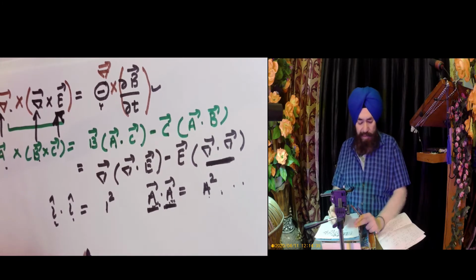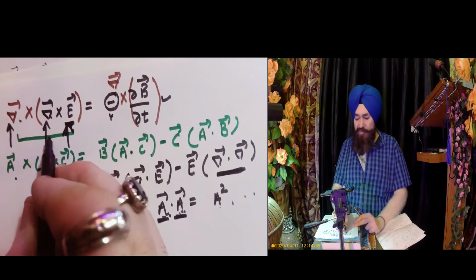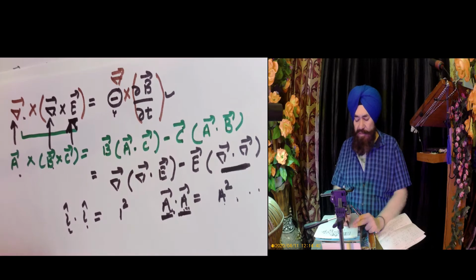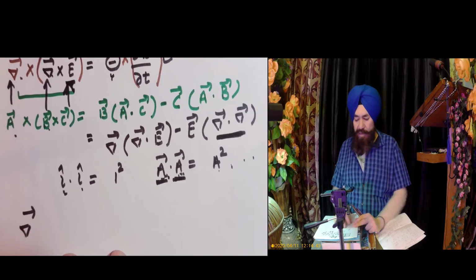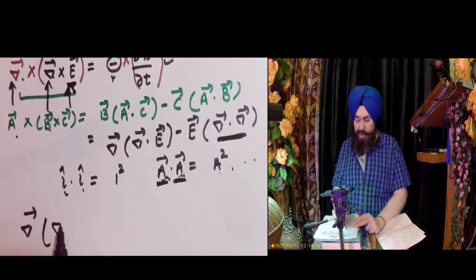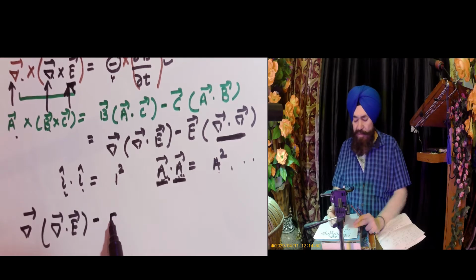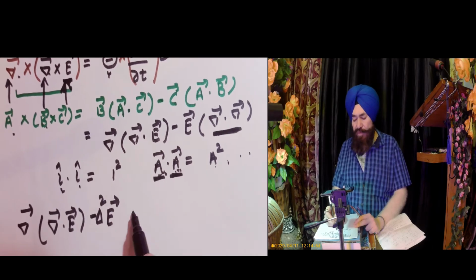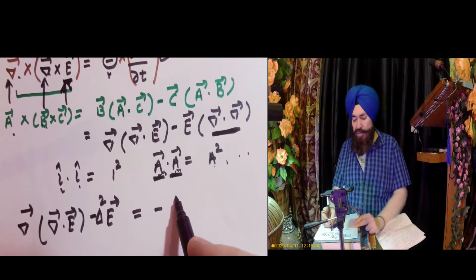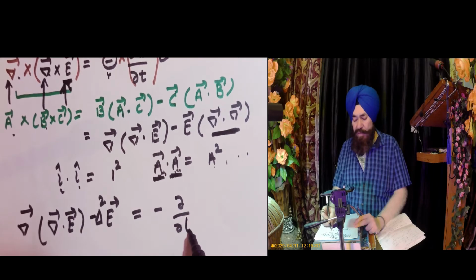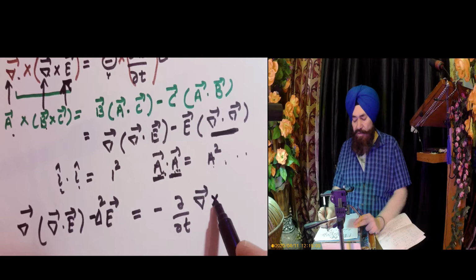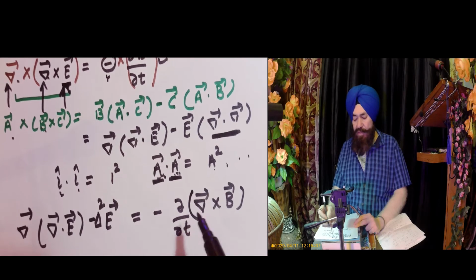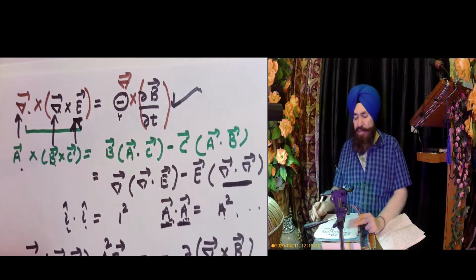So I am having here, this left hand side is del vector, then del dot E, minus E vector minus del square E vector is equal to minus curly by curly T del cross B, which is this right hand side.